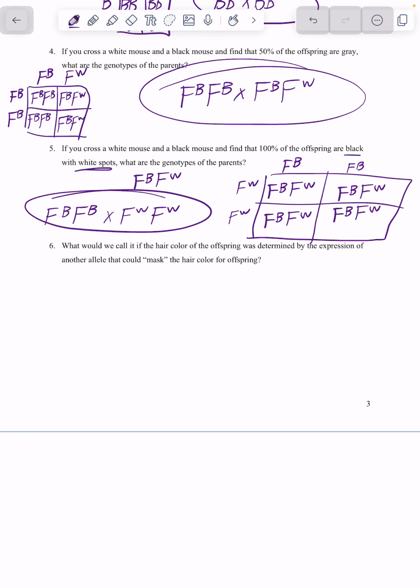What would we call it if the hair color of the offspring was determined by the expression of another allele that could mask the hair color for offspring? Just a reminder, this is epistasis. And we have one gene that basically enables the other one to be expressed or not.